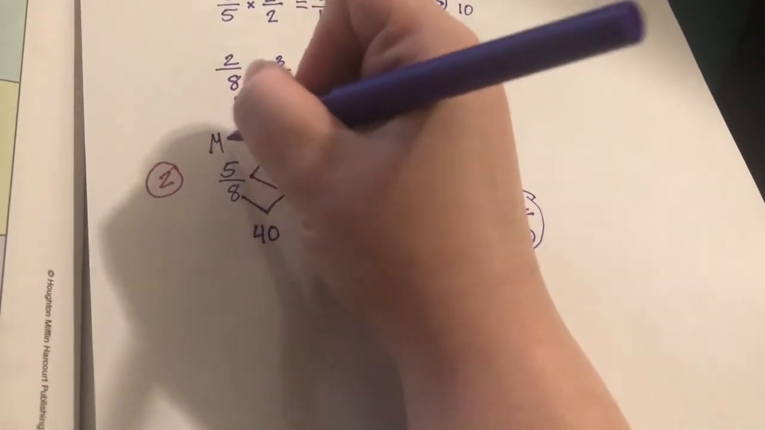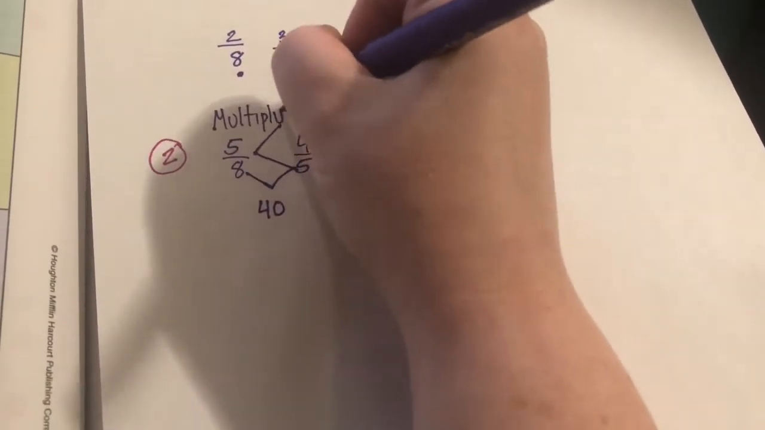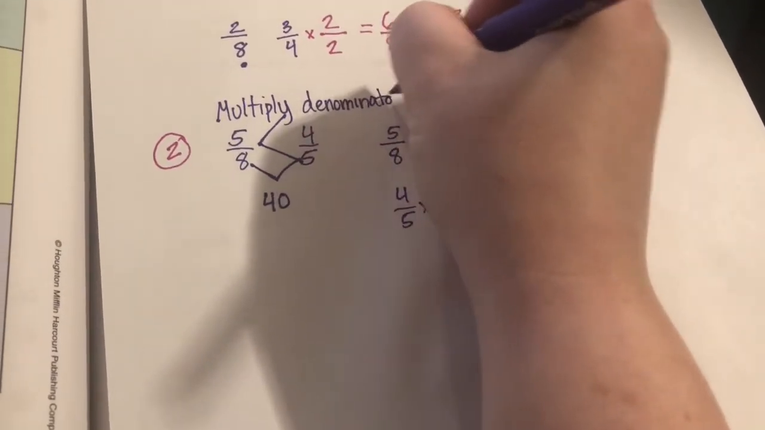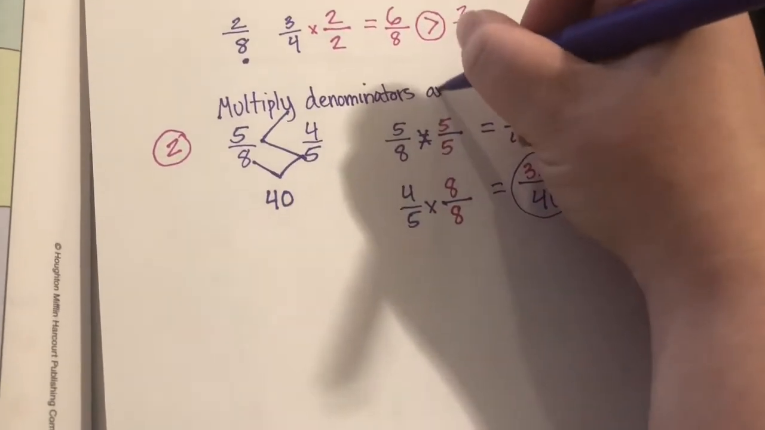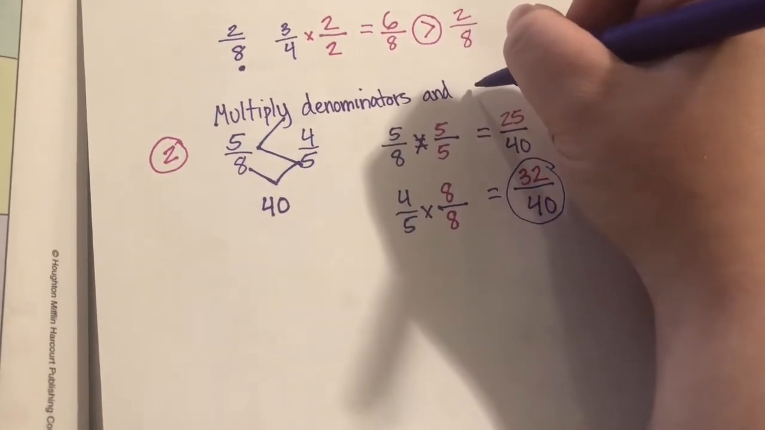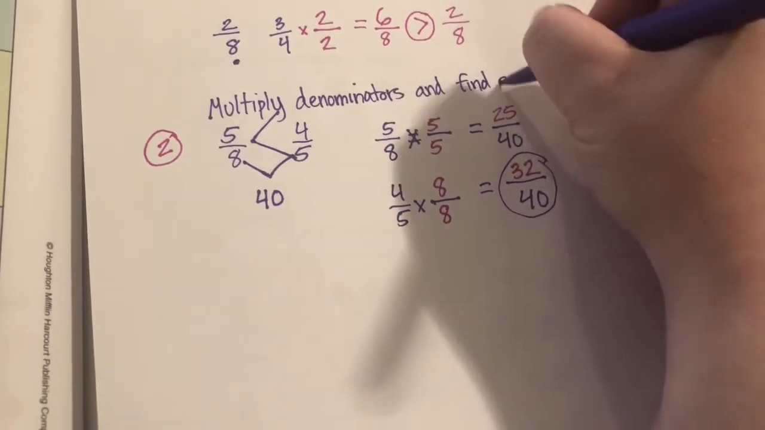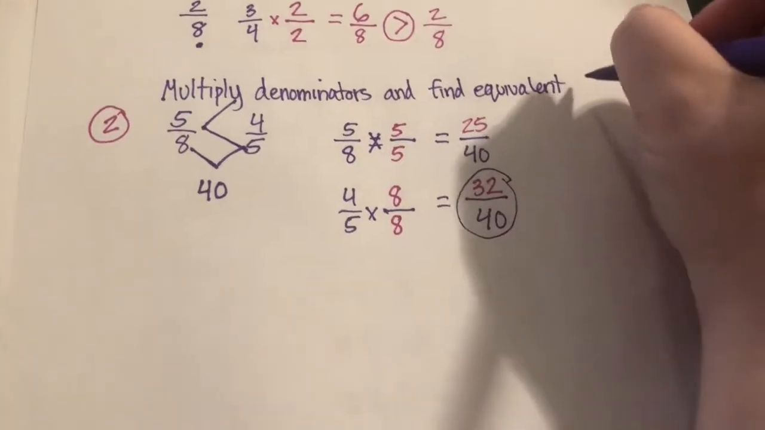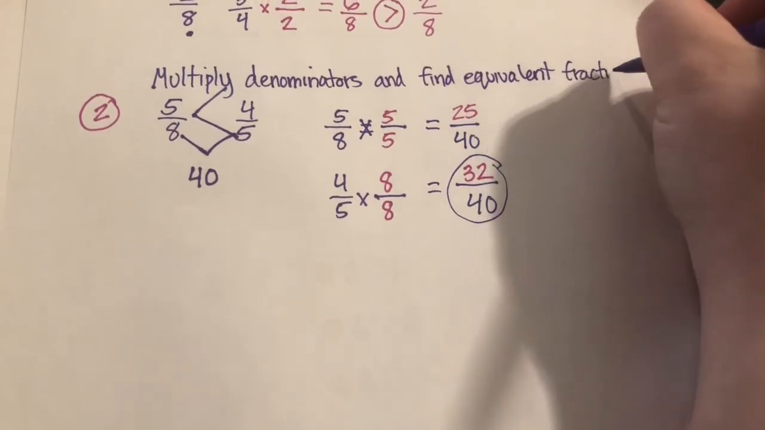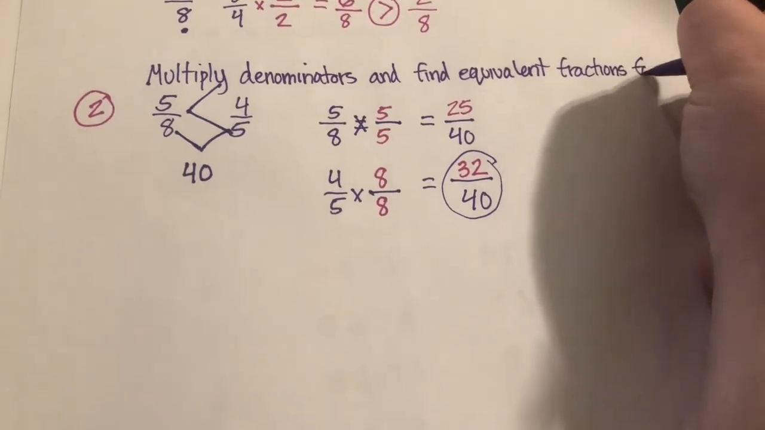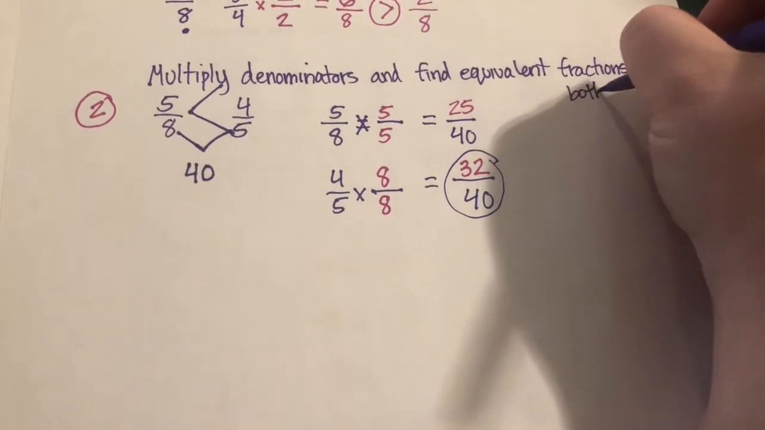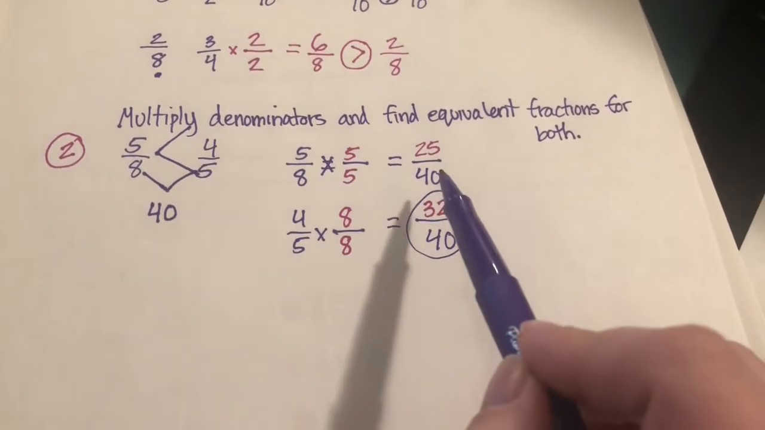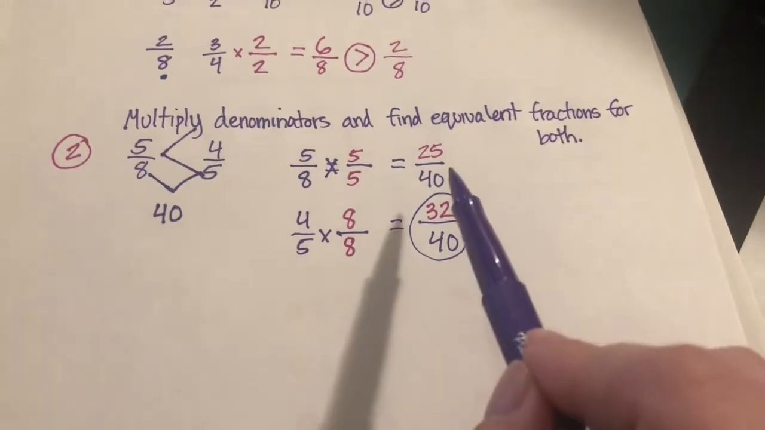You multiply denominators and find equivalent fractions for both. Okay, so you multiply the denominators, and then you find the equivalent fractions for both, for that denominator.